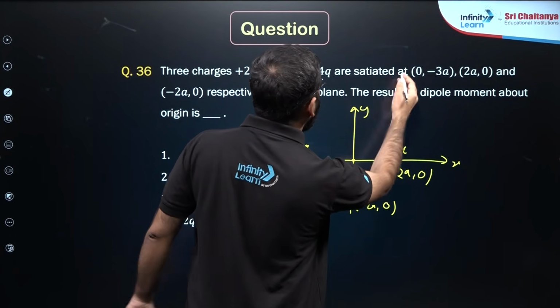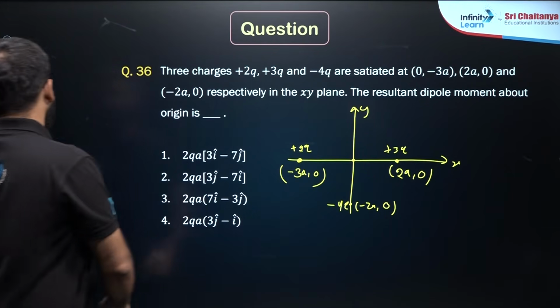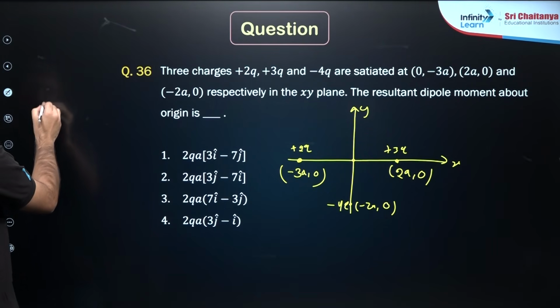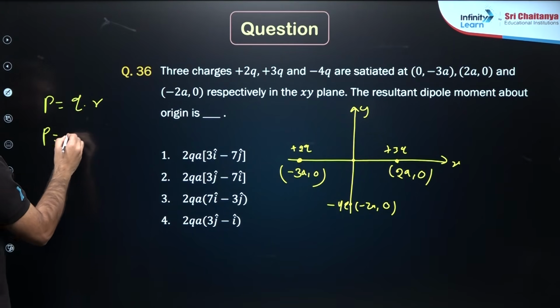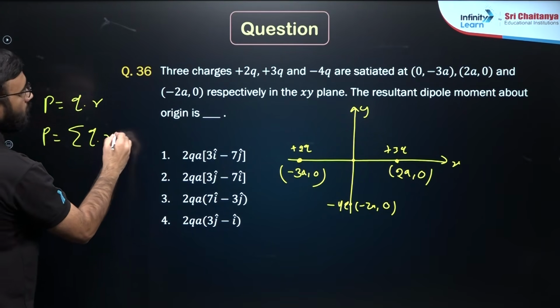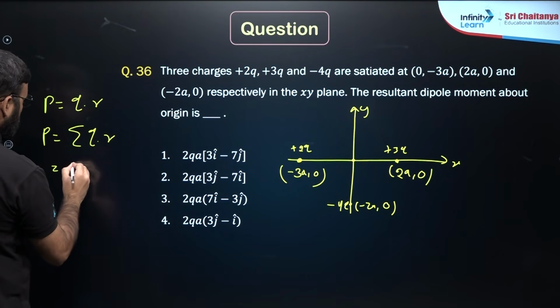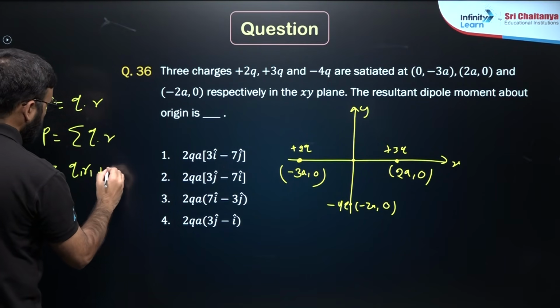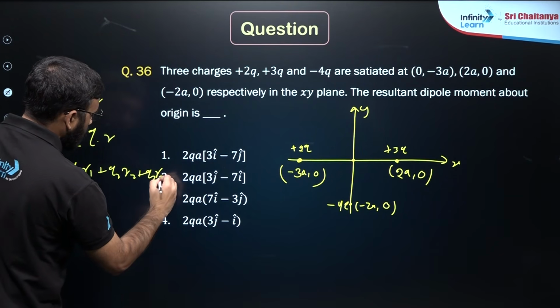What is the charge? Minus 4q. What is my dipole moment? P equals q into r. So the total dipole moment is q1 r1 plus q2 r2 plus q3 r3.